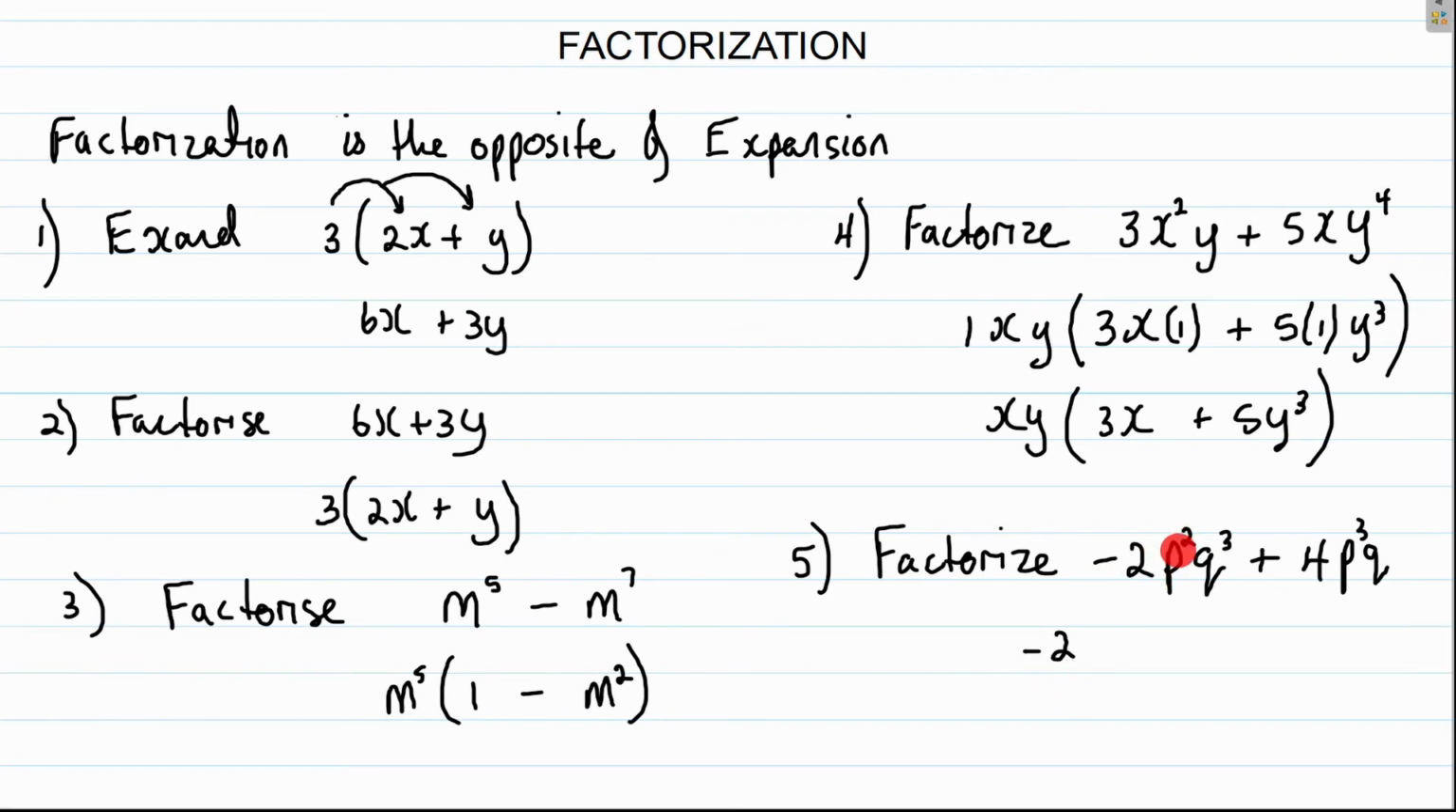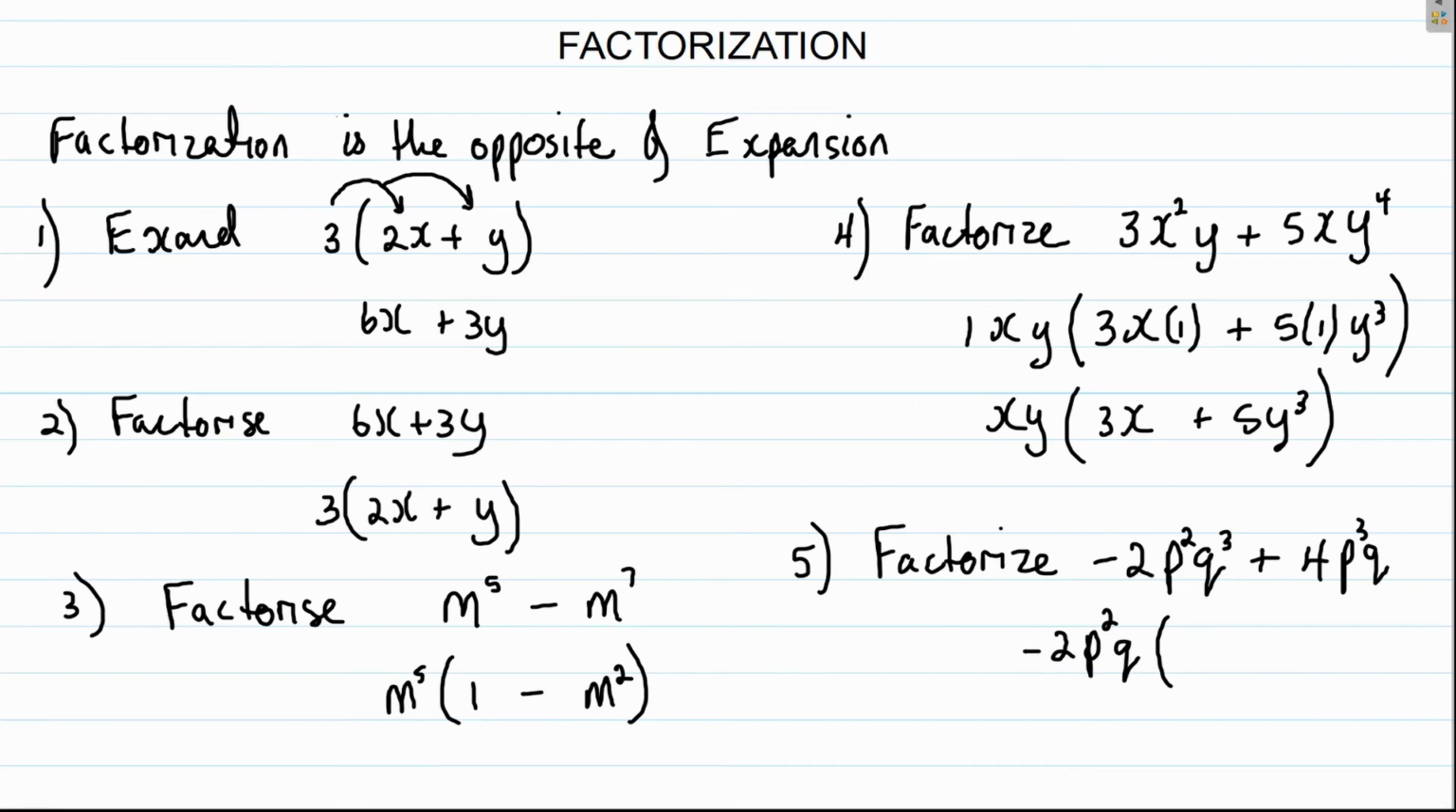Then we look at the p squared and the p cubed. So we'll be using the p squared because p cubed cannot go into p squared. And we look at the q to the power 3 and q. So we'll use the q because q to the power 3 cannot go into q. So now I open my brackets and I'm going to divide.